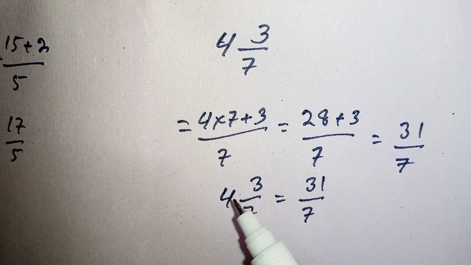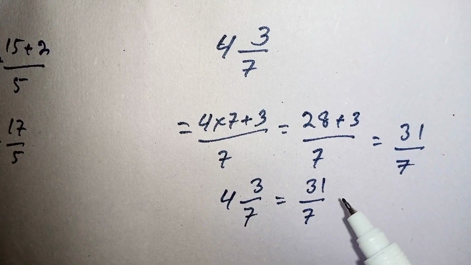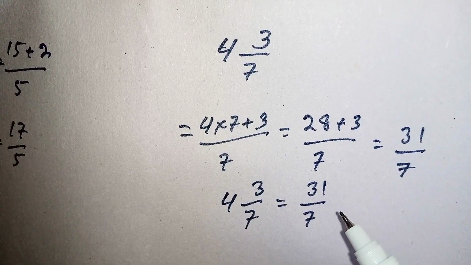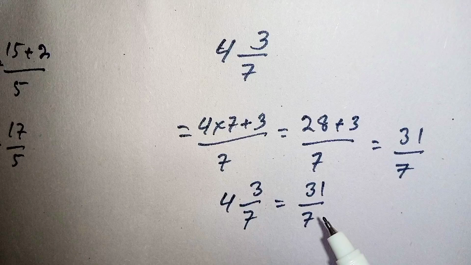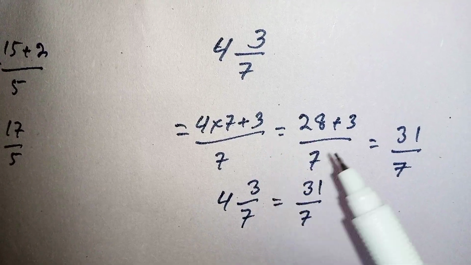So this form is the mixed number form and this form is the improper fraction form. So we convert any mixed number into an improper fraction by following these steps.